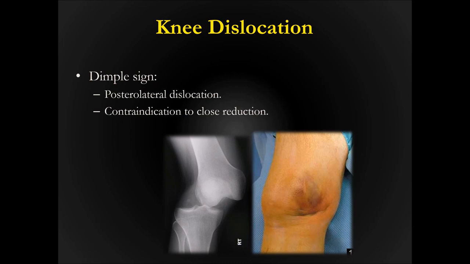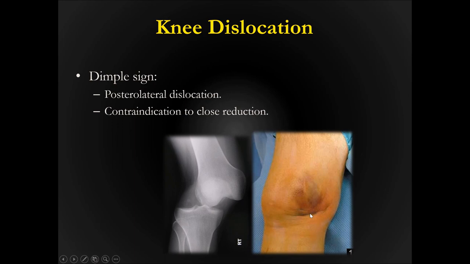this dislocation cannot reduce. This is the irreducible dislocation. So whenever you see the dislocation like this, you see the dimple. You see that dimple? Okay. The skin is dimpled down like this. That means the femur is here, and the tibia is that part. We call it the buttonhole effect.